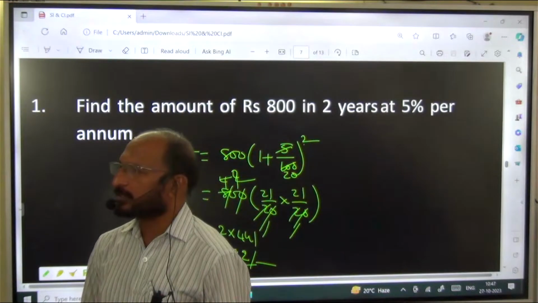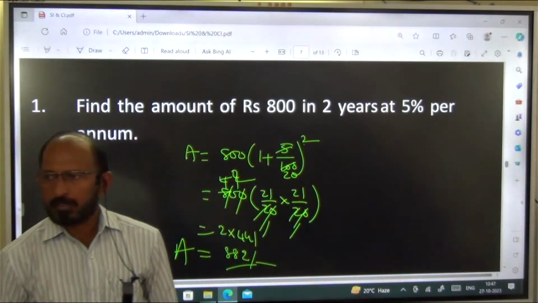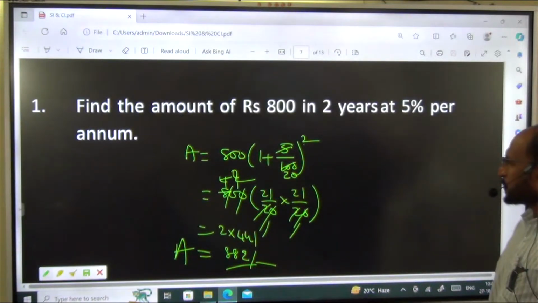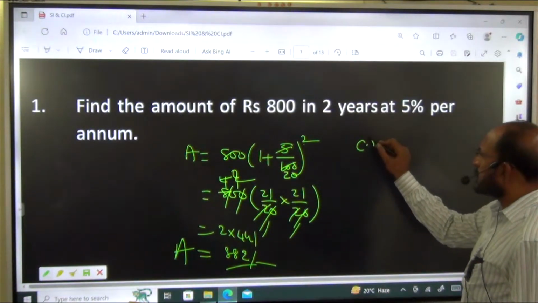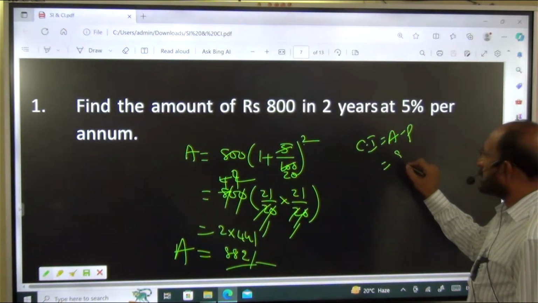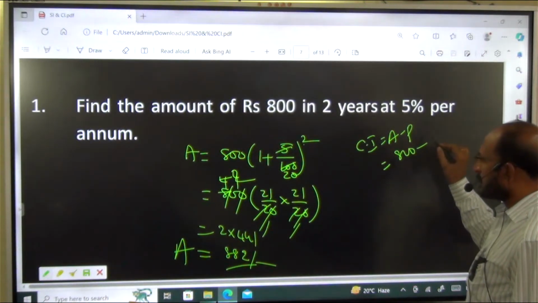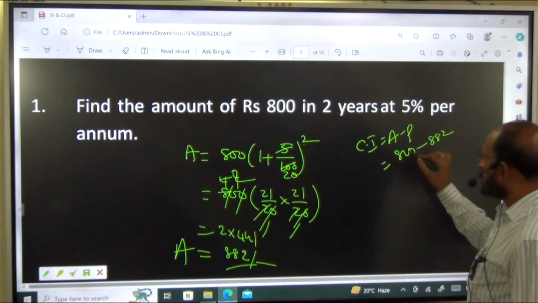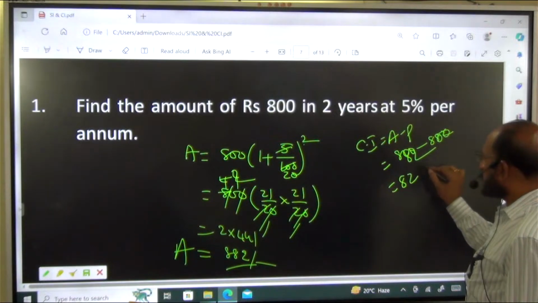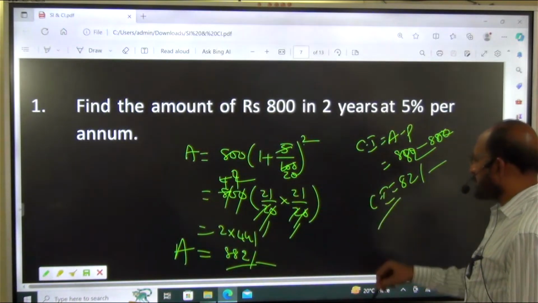Compound amount is equal to 882. Then compound interest is equal to amount minus principal. Amount is 882 minus 800. What do we get? 82 rupees as the compound interest.